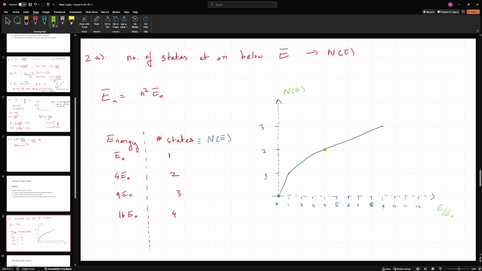As I keep increasing E, this is increasing, but mind you, this is not increasing linearly. A straight line would be like this. This is actually increasing sublinearly. So this graph shows a sublinear increase. Essentially, its rate of increase is less than the linear rate.